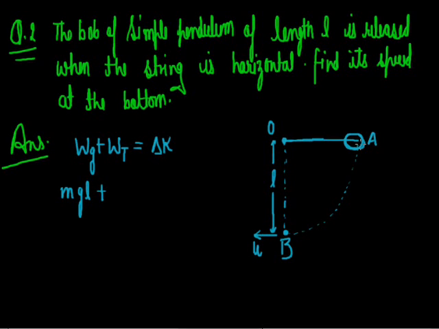Now work done by tension force. When the bob covers the distance from A to B, the tension force acts along the string and its displacement is along the tangential direction, like this. Since tension is in this direction and the displacement vector is along the tangential direction, they are at a 90-degree angle, and work equals Fs cos theta. Cos 90 is 0, so work done by tension will be 0.